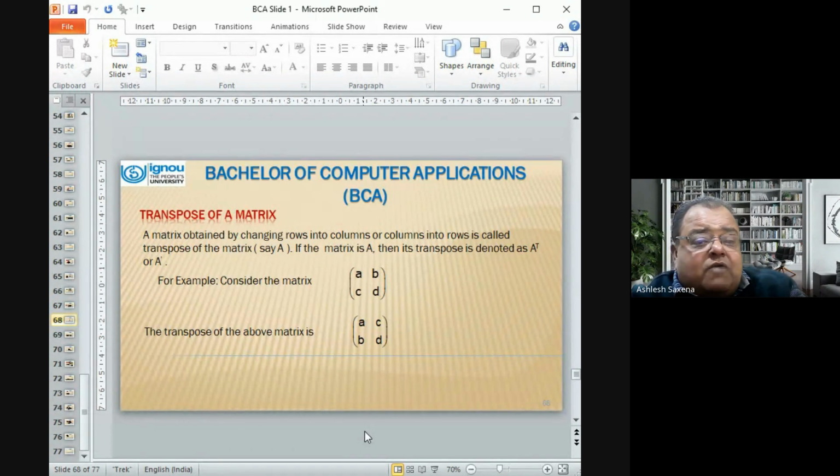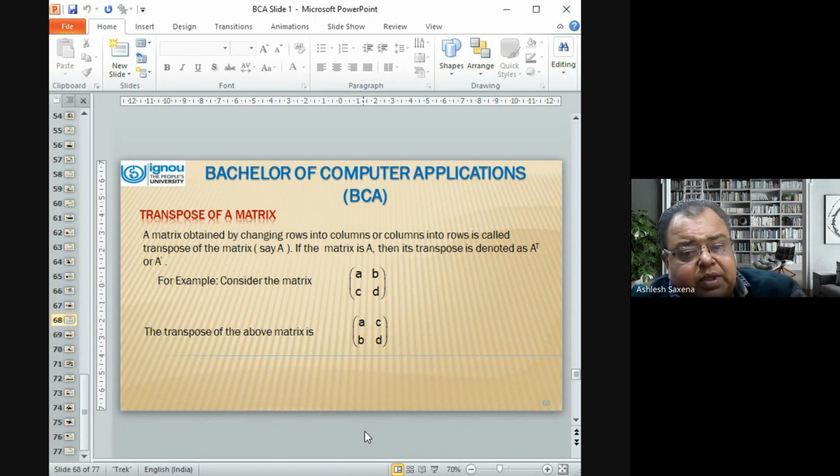Now, transpose of a matrix. Transpose of a matrix is basically transforming or changing rows into columns. And this transformation is denoted by A power T or A dash. You can see A power T or A dash. The matrix is A, and A transpose is denoted by A power T or A dash.